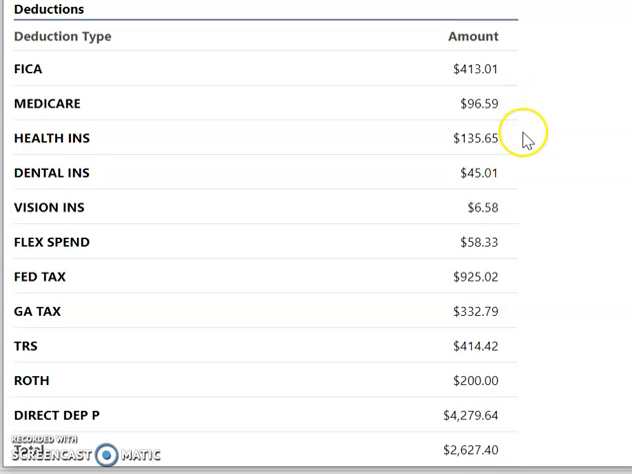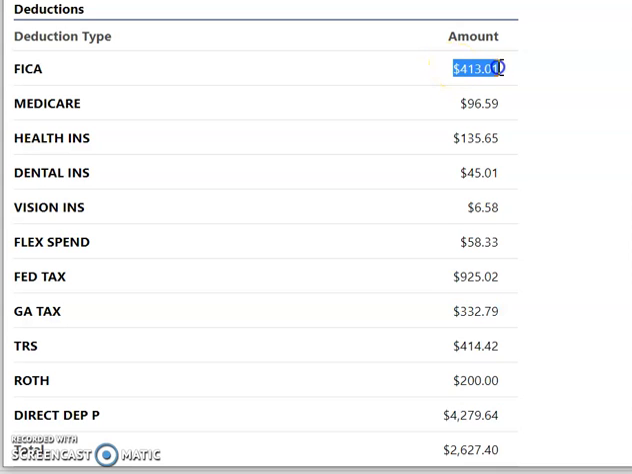If we go down here, federal income taxes. This is what I paid for 1 month: $925 for 1 month, y'all. The state government of Georgia has its own income tax that I also pay every month. That's this number, $332. So in just income taxes, we're talking $1,200 to $1,300 a month.